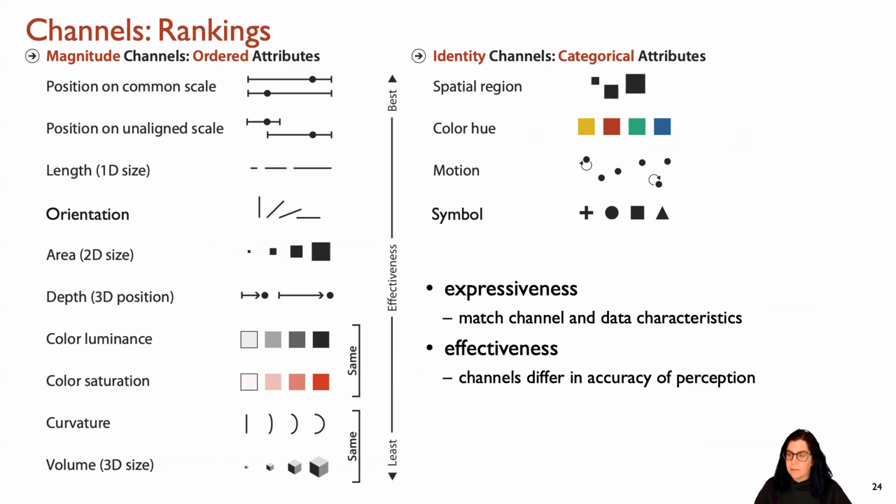Now, there's also an effectiveness idea. And it's ranked in the sense that the up and down position of these channels is corresponding to rough categories of how accurately can humans decode the information that the visualization designer has encoded using these channels. So these differ. We're going from most effective at the top to least effective at the bottom.